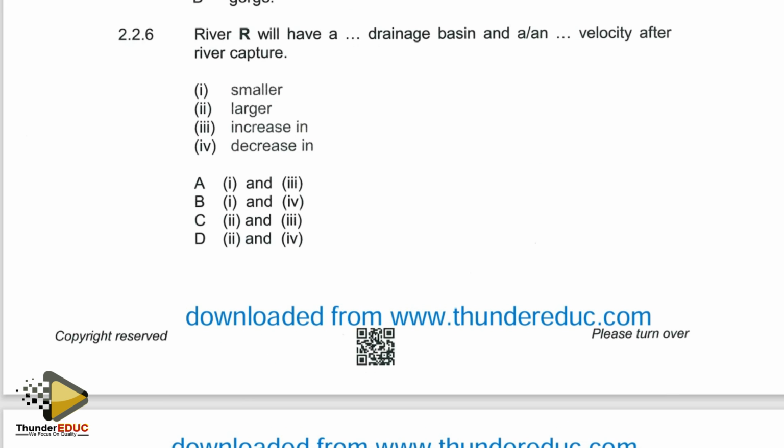Feature T is known as A or N. That is question number 2.25. We have already discussed that. That bend is called the elbow of capture. Right. We move on to question 2.26.